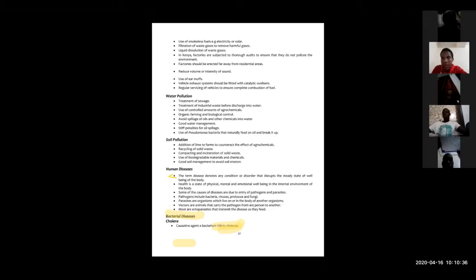If you don't do that, you will get it wrong, even if you have written it correctly. If you have failed to underline, then you will get a wrong. So follow the rule. When you're writing these scientific names of the causative agents of diseases in an exam, make sure you underline them separately. So that is the causative agent of cholera. It's called Vibrio cholerae.